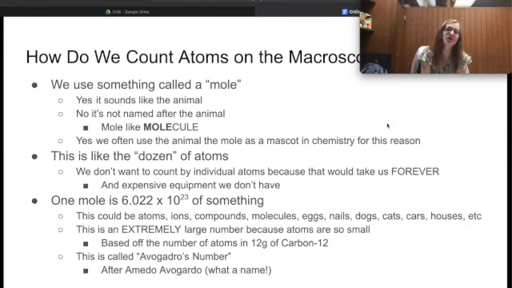So it's an extremely large number because atoms are so small. It's based off of the number of atoms in 12 grams of carbon-12. So that's where the number's coming from. It helps lots of things fall in place that we based it upon this. So we often call this Avogadro's number. It's 6.022 times 10 to the 23rd. It's named after Amadeo Avogadro.